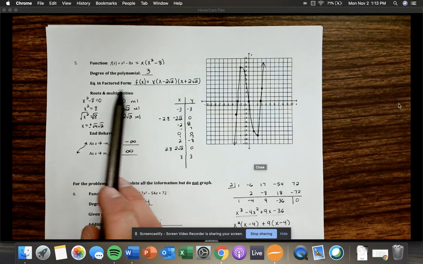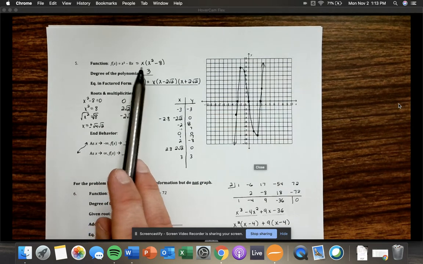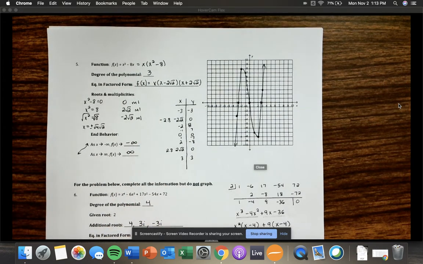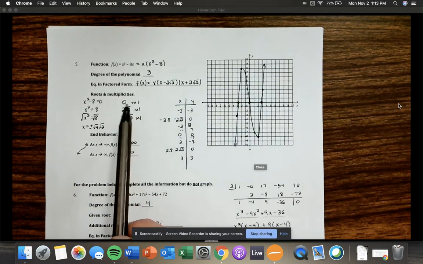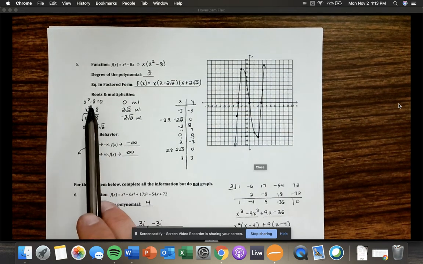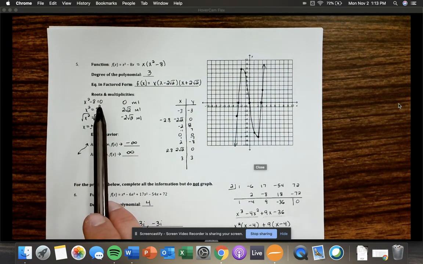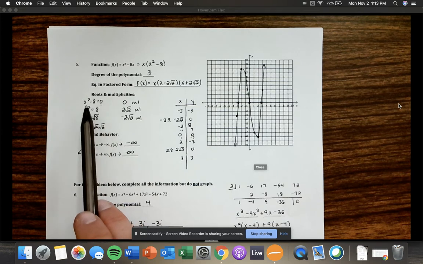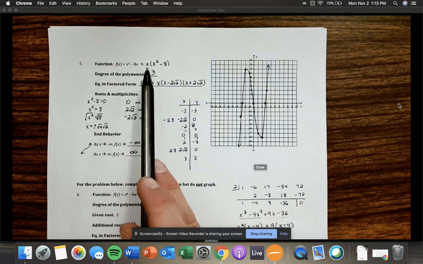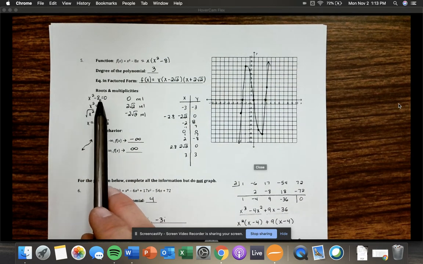Now I know I'm going to want it in factored form, so I'm going to have to factor. I can pull out a greatest common factor of x, and I get x times x squared minus 8, right? So to find the root, what I would have to do is set that x squared minus 8 equal to 0, right, and solve. I already know one root is going to be 0, because I have this x in front. So I have x squared minus 8 equals 0.